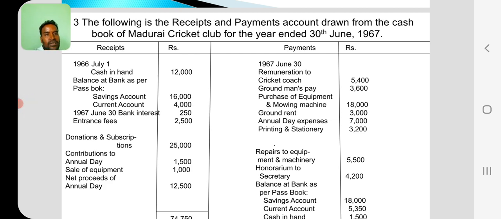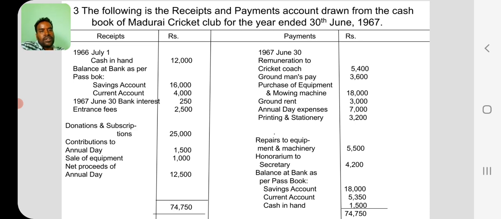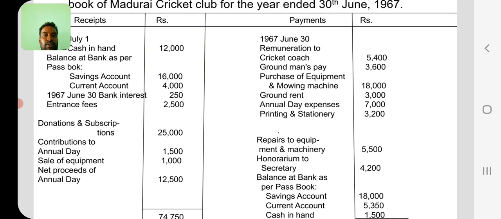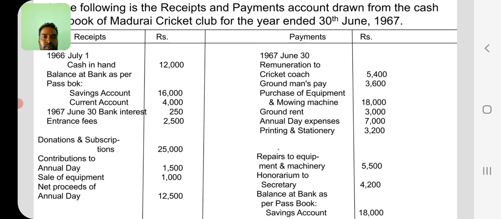The following is the receipts and payments account drawn from the cash book of Madurai Cricket Club for the year ended 30th June 1967. So 1966 July, first one, cash in hand, opening balance 12,000. Bank balance 12,000: passbook balance, savings account 16,000, current account 4,000.